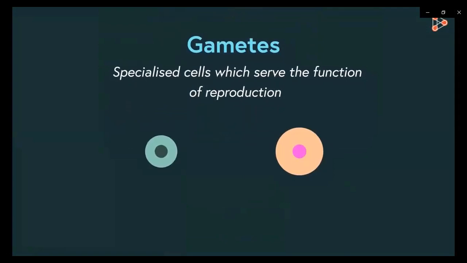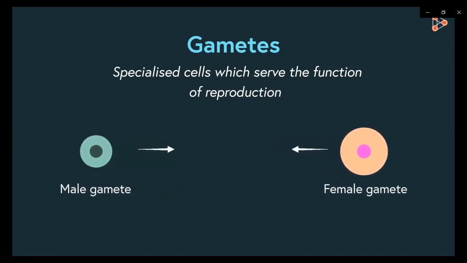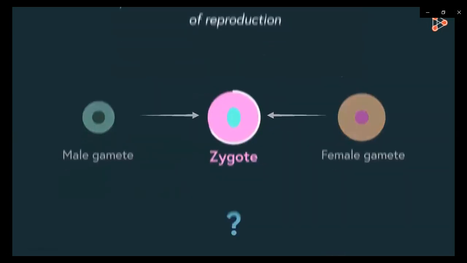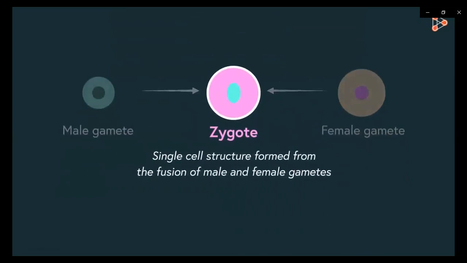We find these cells in organisms that carry out sexual reproduction. For now, we only need to know that gametes will be different in the males and the females. And sexual reproduction is where the gametes from both male and female individuals will unite to give a zygote. What is a zygote? It is a single cell structure formed from the fusion of male and female gametes.